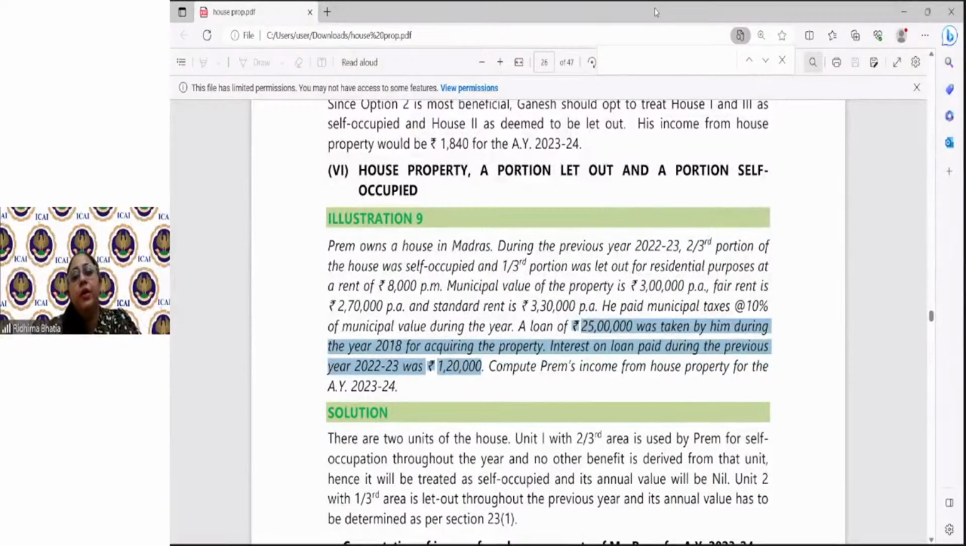Whenever there are two portions of the same property and they are in themselves sufficient to claim as one portion independently, तो हर एक portion को आप अलग अलग unit मानोगे. You will claim each portion as a different unit. So 2/3 को एक unit मानोगे and 1/3 को एक unit मानोगे. Now first of all, when I talk about self-occupied property, यहाँ पे क्या होगा?